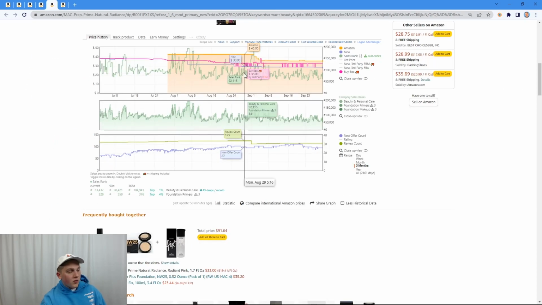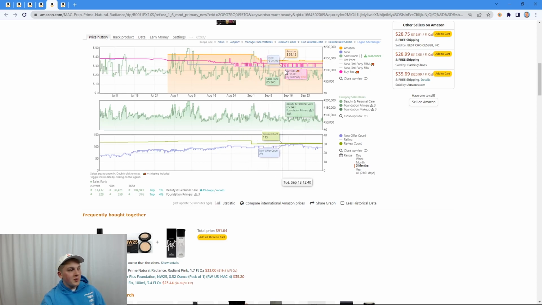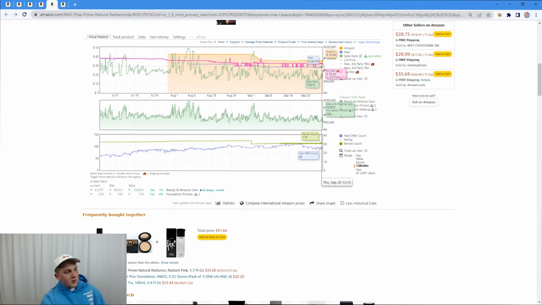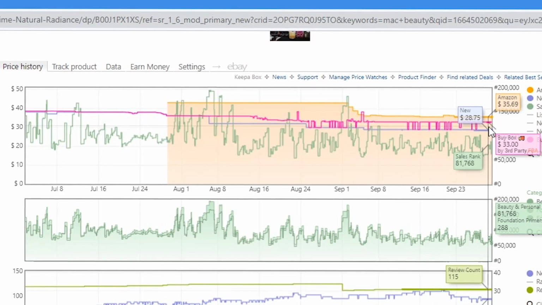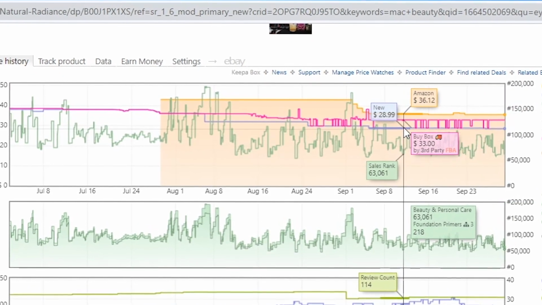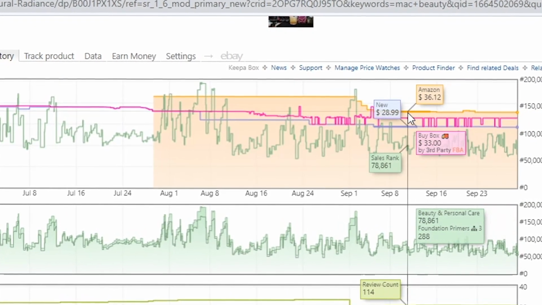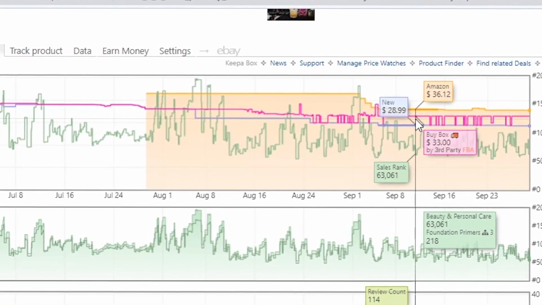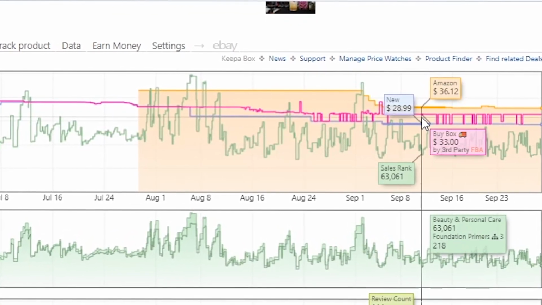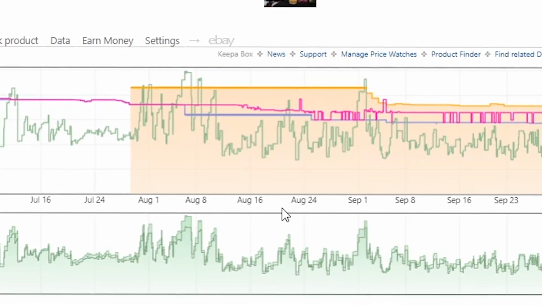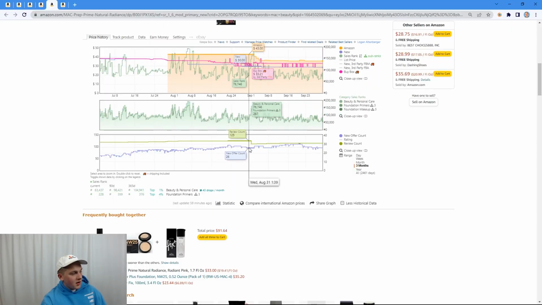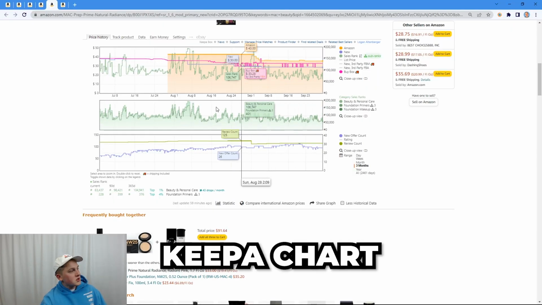Now, here's an example of one where Amazon is on the listing, but it would be a great opportunity to hop on. A lot of people are going to be scared when they see that orange shading. But for me, I see the buy box is lower than them. So if I can sell it profitably at this buy box price, I have no problem jumping on. Because Amazon is staying up here at 36, but they're giving the buy box to people who are at 33. So if I can sell this product for 33, I'm going to hop on. I see good volume. I don't see any crazy increases in offer count. I think this would be a great Keepa chart to jump on.